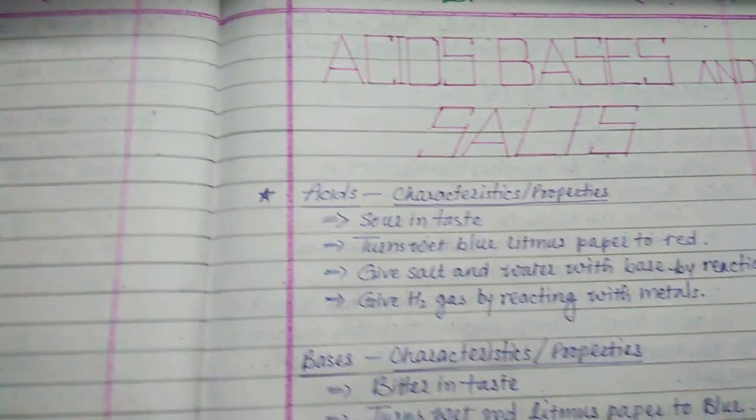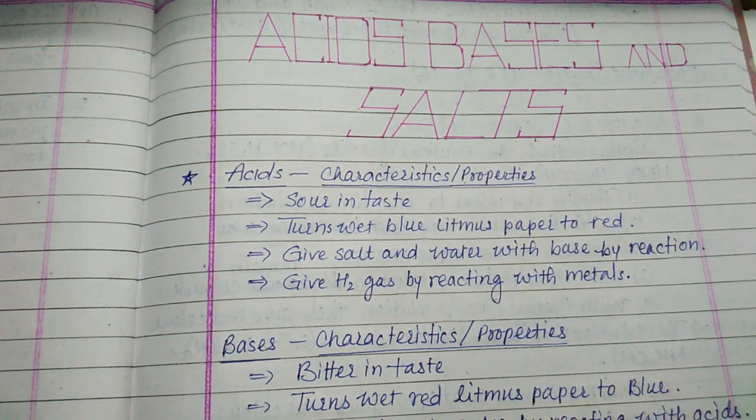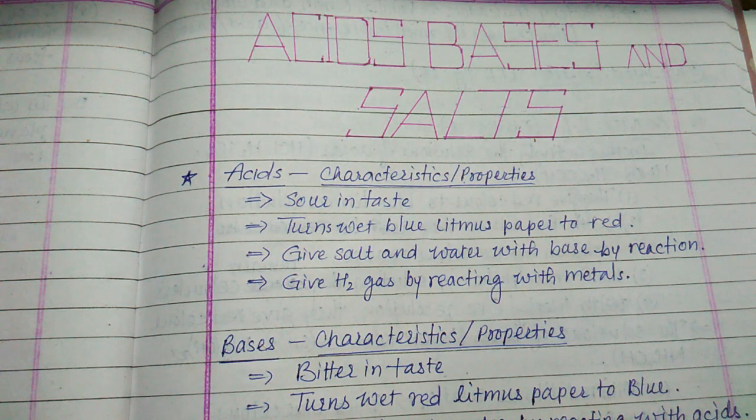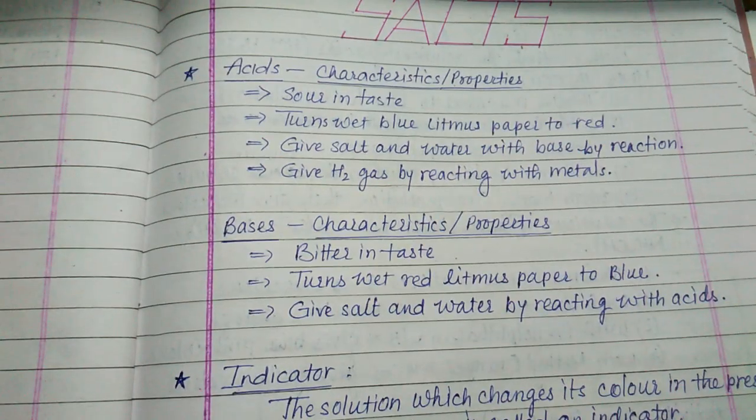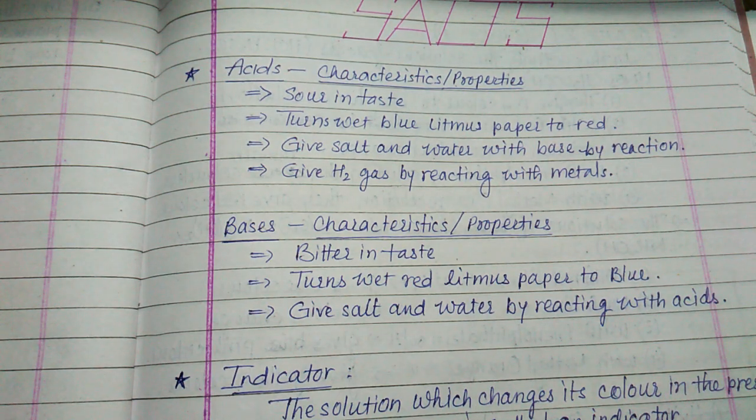In this way, we know that the characteristics or properties of acids are: sour in taste, turn wet blue litmus paper red, give salt and water by reaction with bases, and give hydrogen gas by reacting with metals. So they are the basic characteristics of acids. And the basic characteristics of bases are: they are bitter in taste, turn wet red litmus paper blue, and give salt and water by reacting with acids. These points are also the differences between acids and bases.